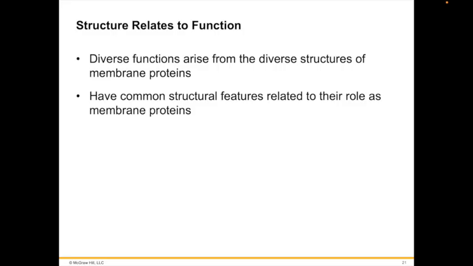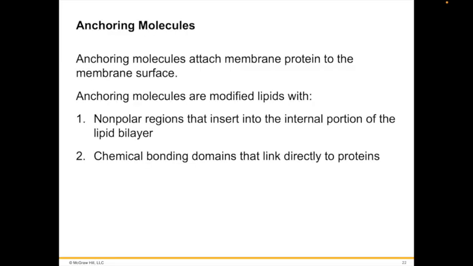Some membrane proteins are attached to the surface of the membrane by special molecules that associate strongly with phospholipids. Like a ship tied to a floating dock, these anchoring proteins are free to move about on the surface of the membrane, tethered to a phospholipid. The anchoring molecules are modified lipids that have non-polar regions that insert into the internal portion of the lipid bilayer, and chemical bonding domains that link directly to proteins. So those are the anchoring molecules.